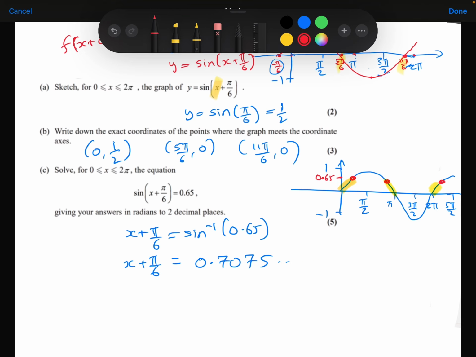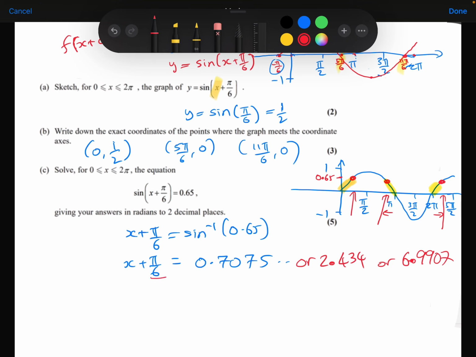To get this one, we're going to do pi minus 0.7075, and we'll get 2.434. To get this answer here, we're going to do 2 pi plus 0.7075, which is 6.9907.